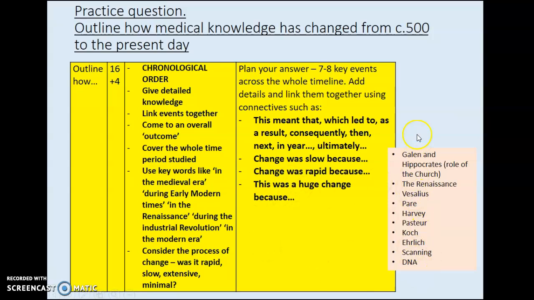I've given you some key people that you might want to use in your answer. You do need to try and write about all of the eras that we study. Time yourself to do this answer. You will have about 16 minutes. Give yourself 16 to 20 minutes to complete this answer, making sure you've written out the title of the answer before you start. Okay, so pause the video and give that a go now.